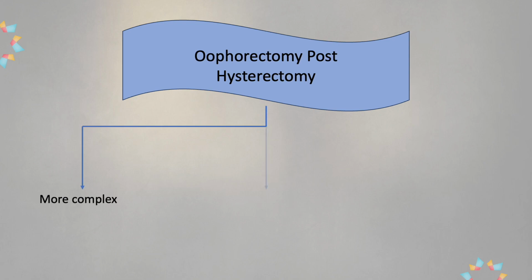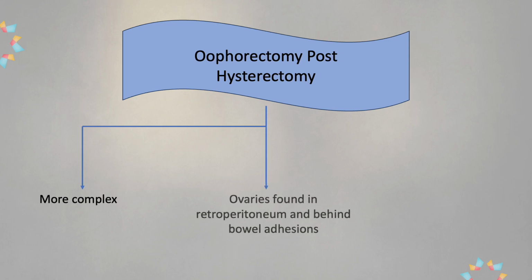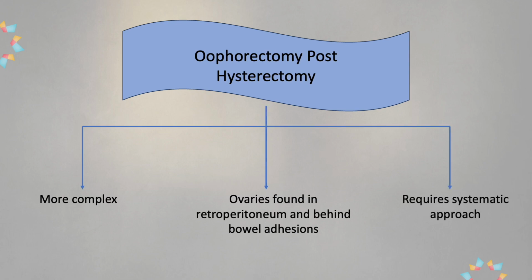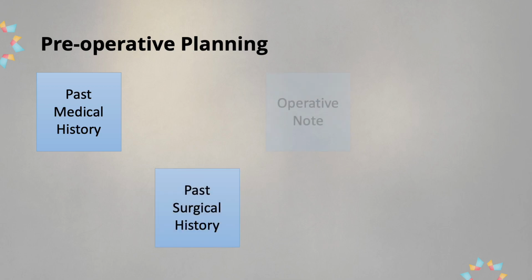Post-hysterectomy, the ovaries are often found in the retroperitoneum and behind bowel adhesions. As such, a systematic approach is required for safety of critical structures and to ensure no ovarian remnant is left behind. Preoperative planning requires a review of the patient's past medical history, past surgical history, and if available, the previous operative note. Imaging may help identify ovarian location and mobility.